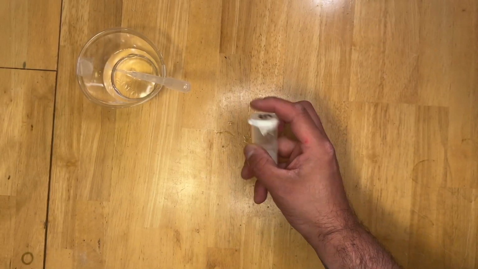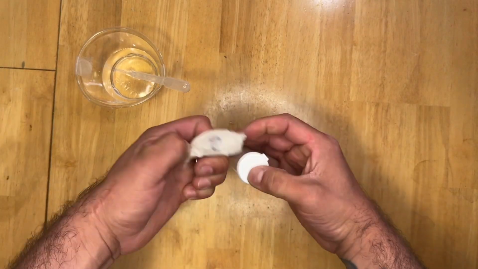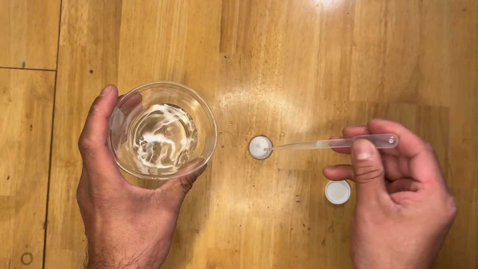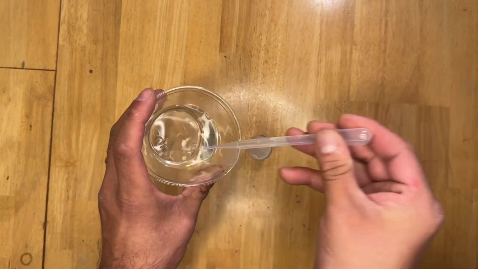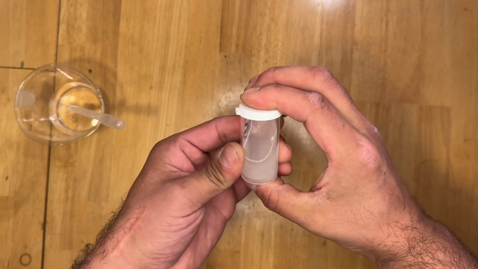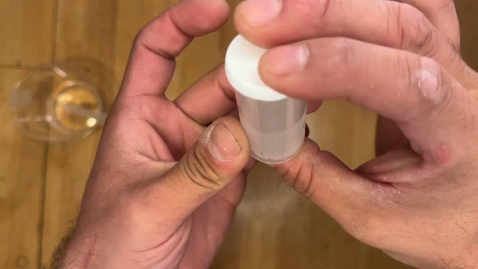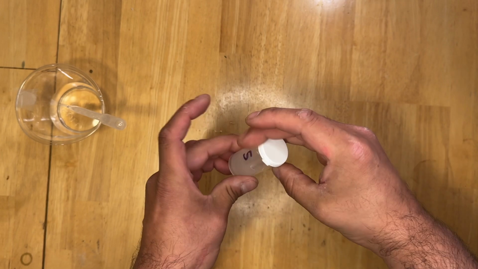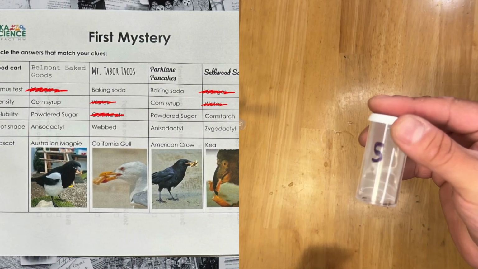Our final sample is a test of solubility. Open the vial labeled S and fill it about 2/3 of the way up with water. If the sample dissolves, we know it's powdered sugar, but if it clumps up, it's cornstarch. Lo and behold, our dissolved sample means we can cross cornstarch off the list too.